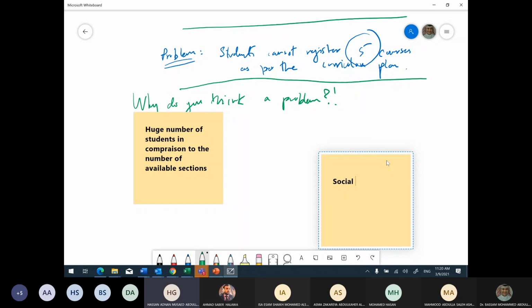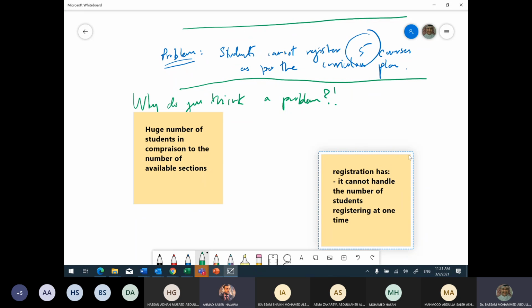The weak service, Doctor, the one the registration is running on. Weak service. What do you mean weak service? It cannot handle the big number of students entering together. It cannot handle it, that's the right point. It cannot handle the number of students registering at one time. Okay.